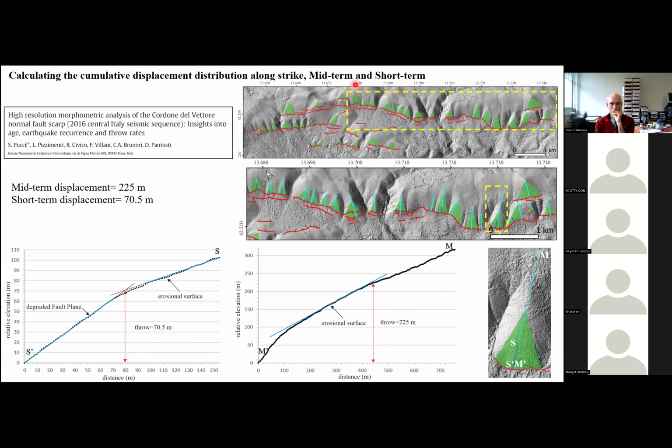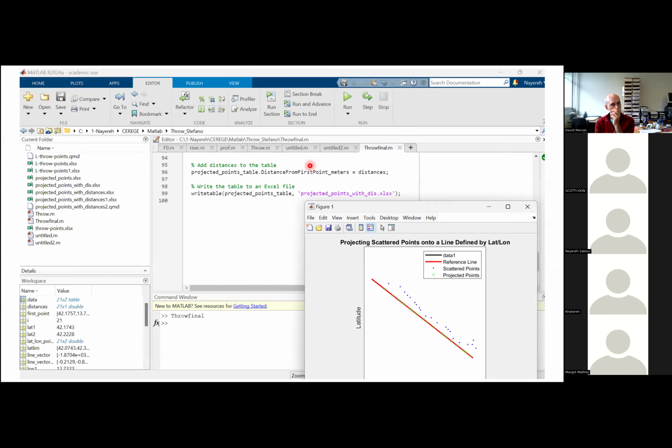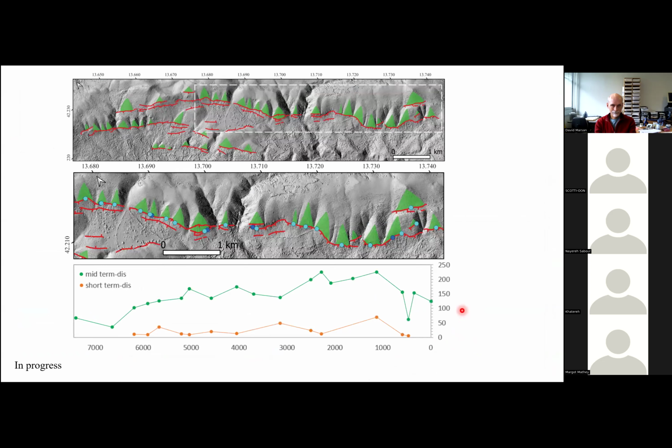I can finish this part, and then I wrote a code in MATLAB to project the crossing between profile and fault trace onto a line that we can choose in every direction. And this is the result for this part, the cumulative displacement for midterm and short term.